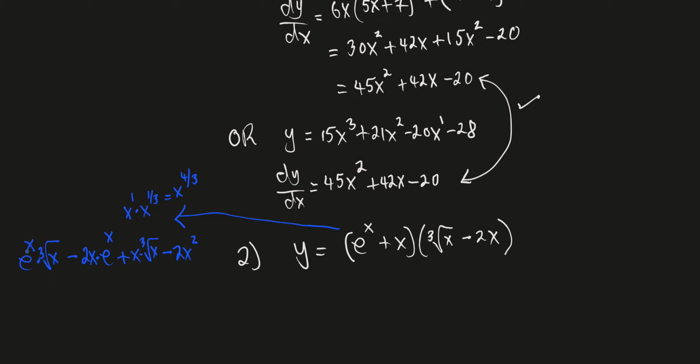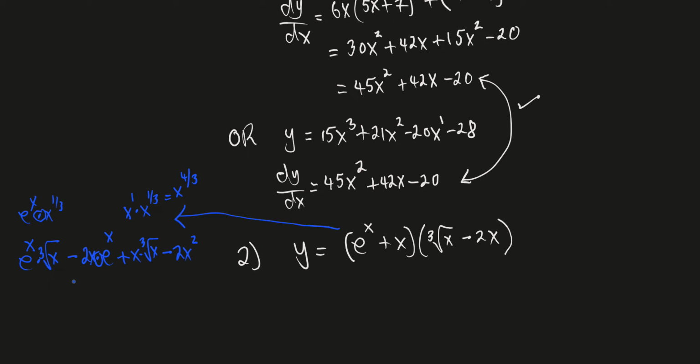Similarly, I have e to the x, and even if I rewrite this as x to the 1/3, there is no property of exponents that allows me to combine these two factors into essentially just a monomial. So I can't simplify this anymore. So because of this product, I would still have to use the product rule.